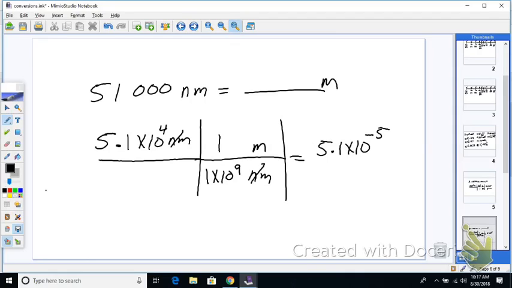This number will never change in converting metric. When you convert metric, this number stays constant. The only thing it changes is your exponent. So when we divide exponents, they subtract. So 4 minus 9 is minus 5. And then that would be meters.